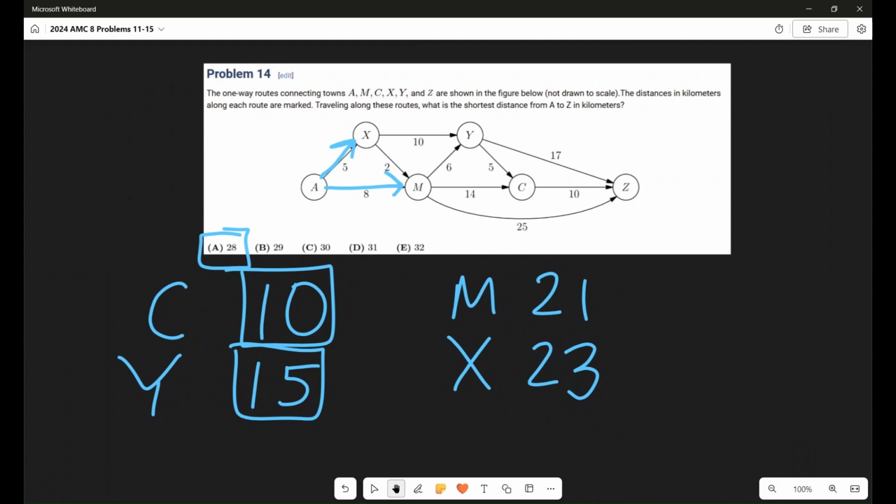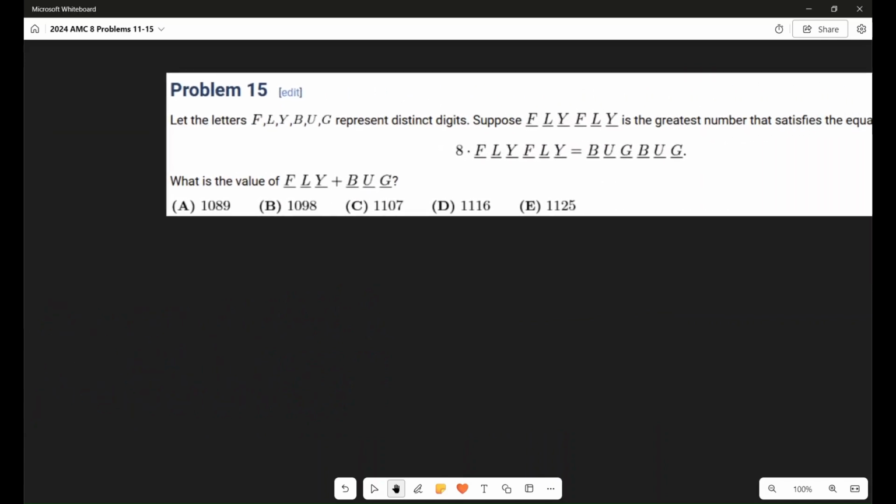So that was actually a clever recursive solution to find a large value using smaller values, because we started at the shorter path from C to Z and then Y, and then we stretched it out to M, then X, then A. Now, let's keep going. On to question 15.